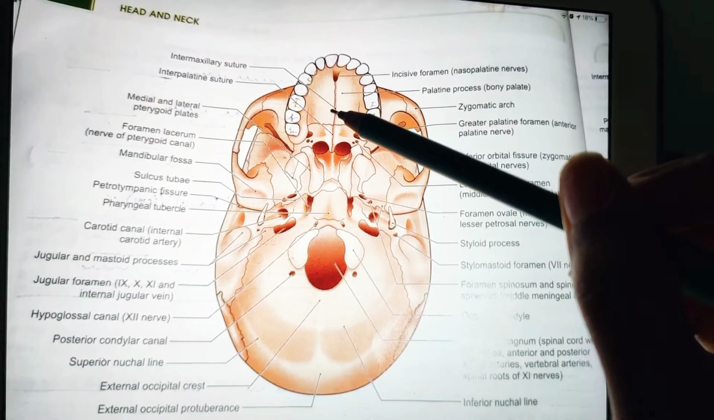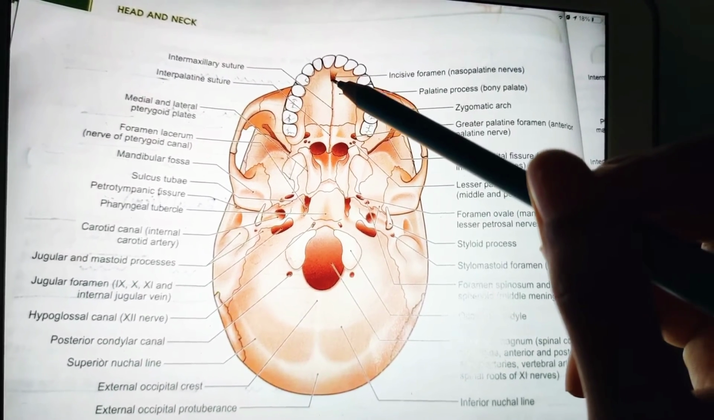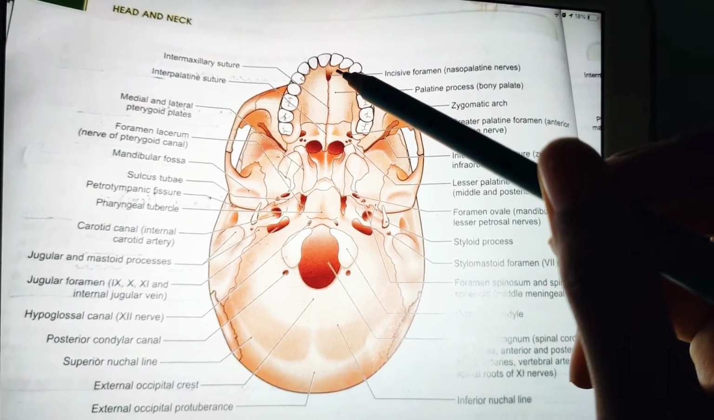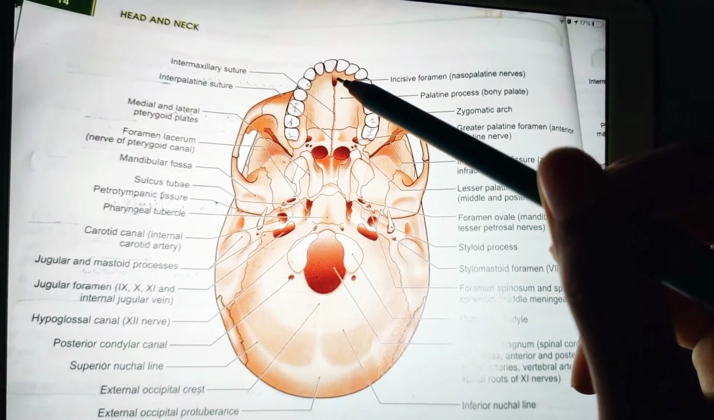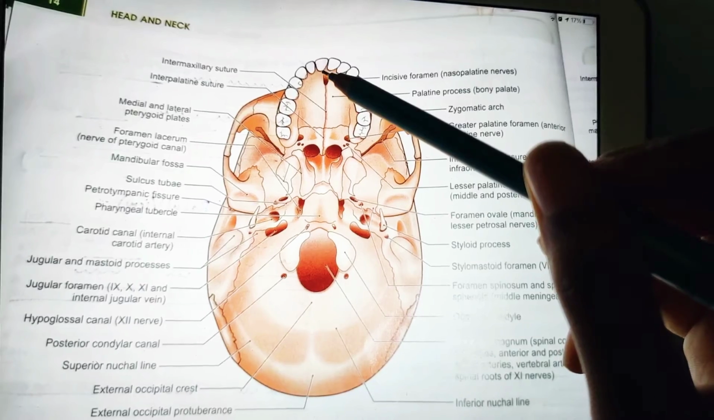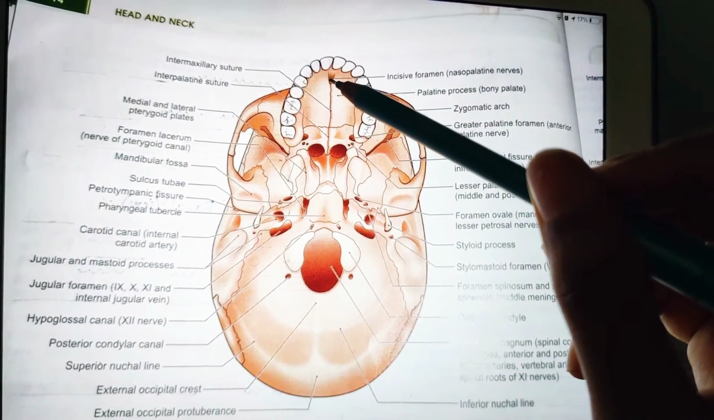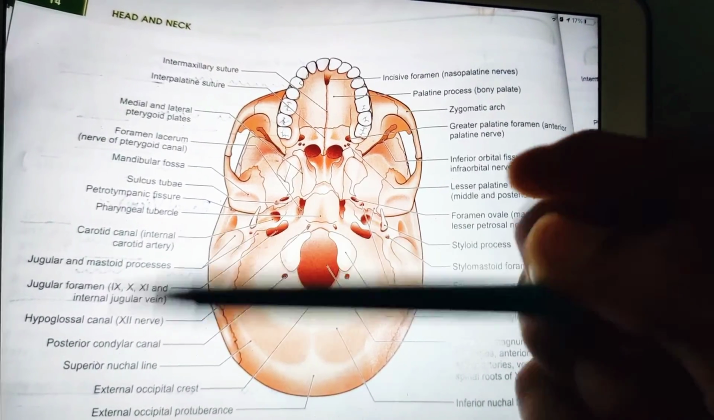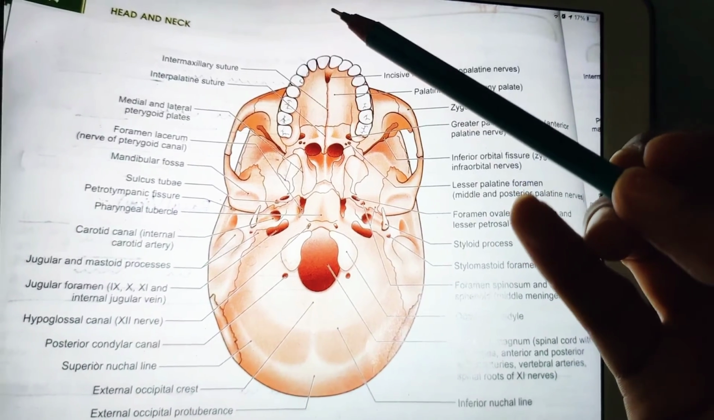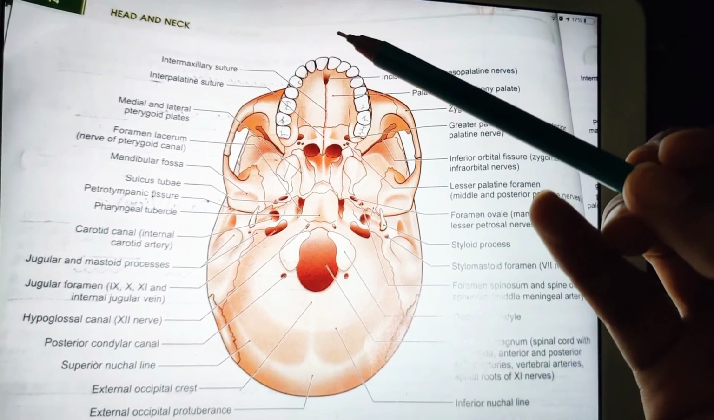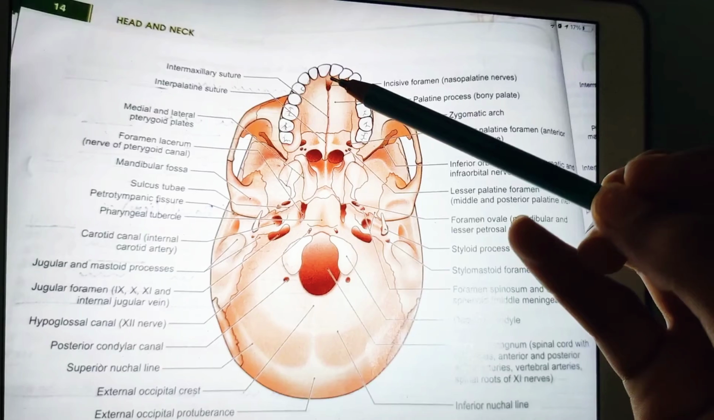Next, coming to the incisive foramen. The incisive foramen which you see here is a deep fossa situated anteriorly in the median plane. Now coming to the 2 incisive canals. In this incisive foramen there are 2 incisive canals, right and left, which pierce the walls of the incisive foramen.